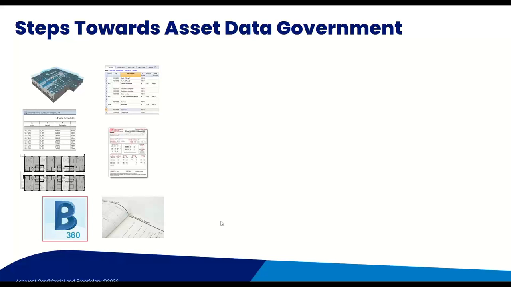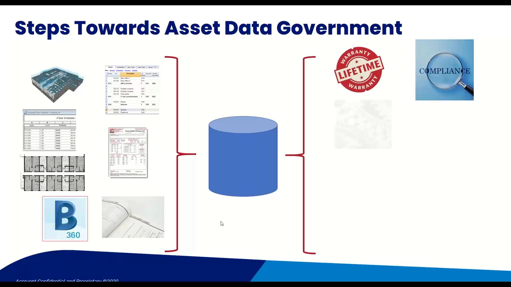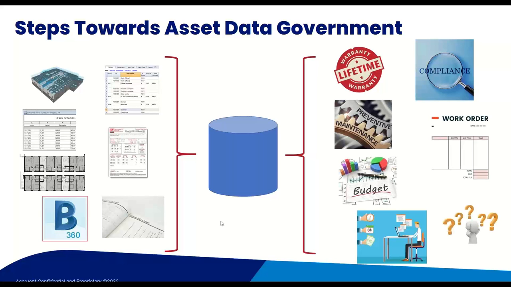Let's make a better example. So for the floor finish of a particular room, you find one value in the BIM model and another one in a list, a schedule that you got as an Excel spreadsheet. So that needs to be reconciled and then summarized into one consistent data set for the entire facility. And then if we use that data in all the different processes that we talked about, we also see an overlap in the requirements for the data among these different processes.